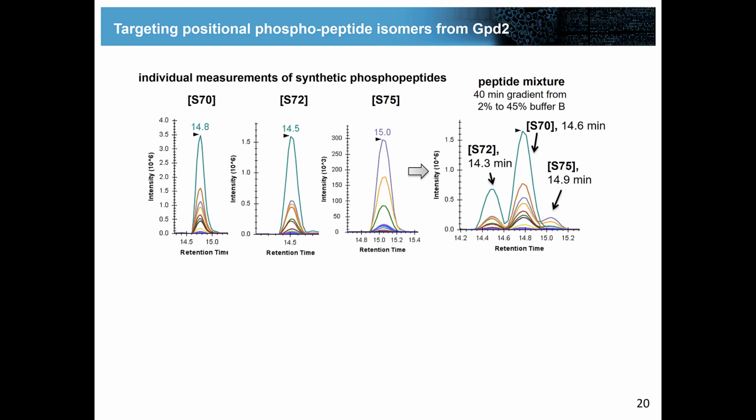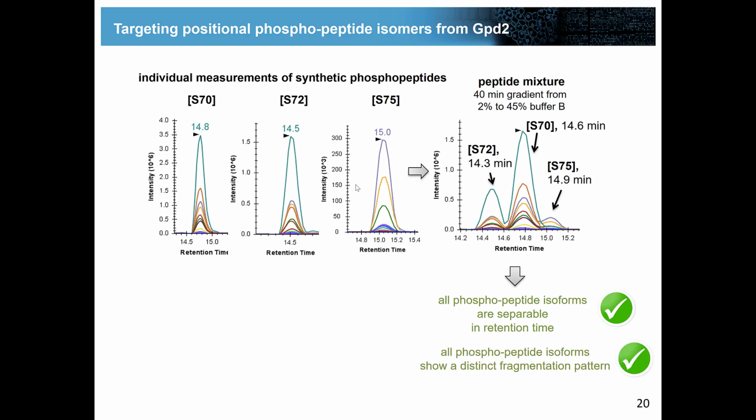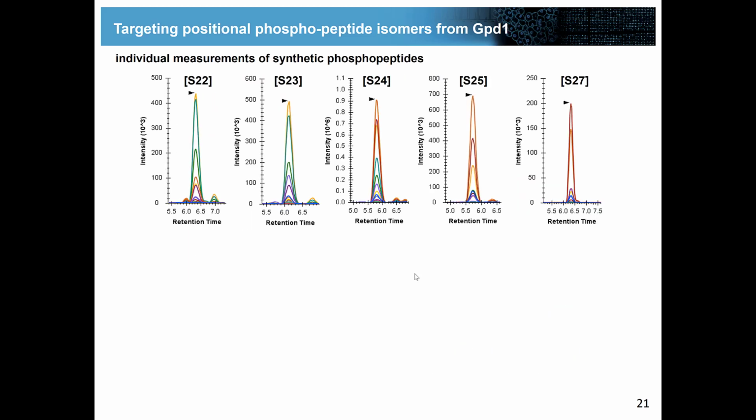And what I did then was I made a mix of these 3 phosphopeptides. I put them all together into one pool, and I measured the pool in a 40-minute gradient up to 45% buffer B, and you can see that under these conditions, it could almost baseline separate these 3 different phosphopeptides from each other, right? So from these initial experiments, I learned that all these 3 phosphopeptide forms of this peptide are separable in retention time, that everybody shows a distinct, unique fragmentation pattern, and I learned what this fragmentation pattern looks like. Let's have a look at the more difficult example of GPD1.